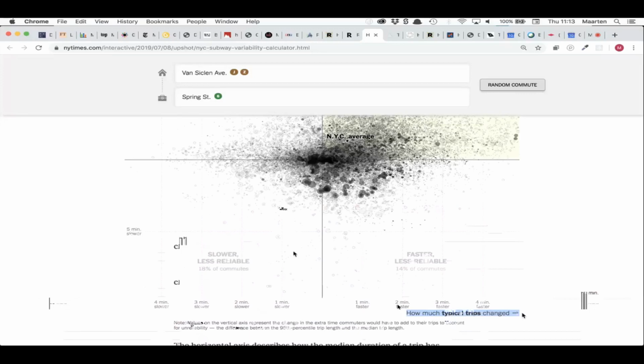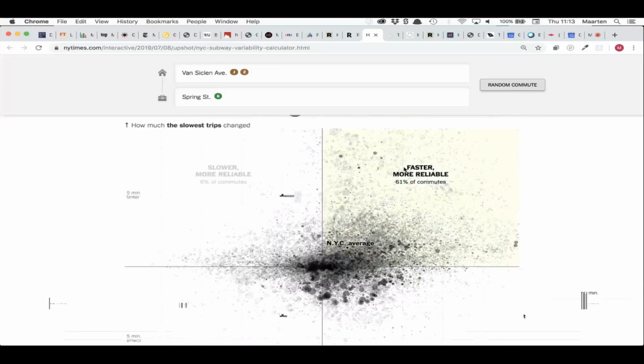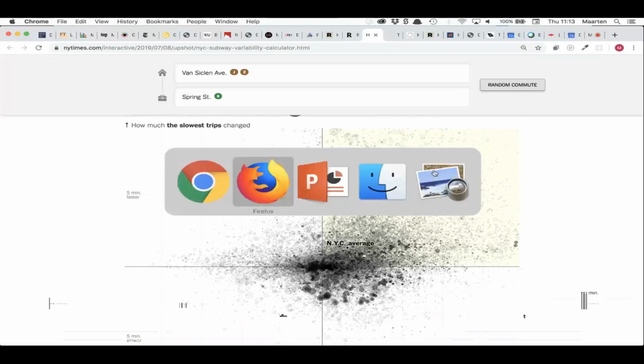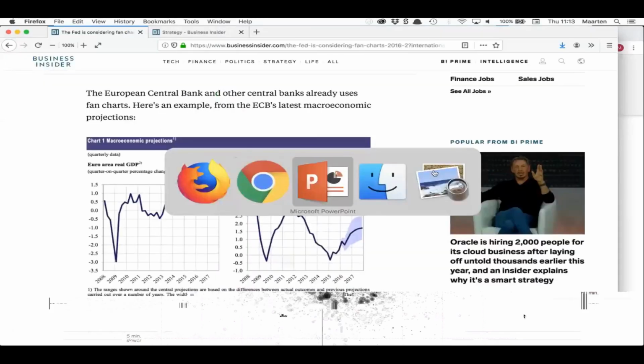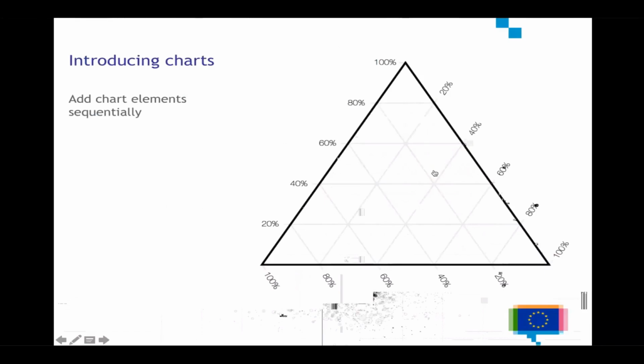And then we also have these annotations here that is saying that 61% of commutes have become faster and also more reliable. So the annotations are also used to explain how the chart works. Then one last technique that you can use to introduce those lesser known chart types is to explain or add chart elements in sequence, so that people get a sense of how a chart works by having the functionality of the chart explained in steps.